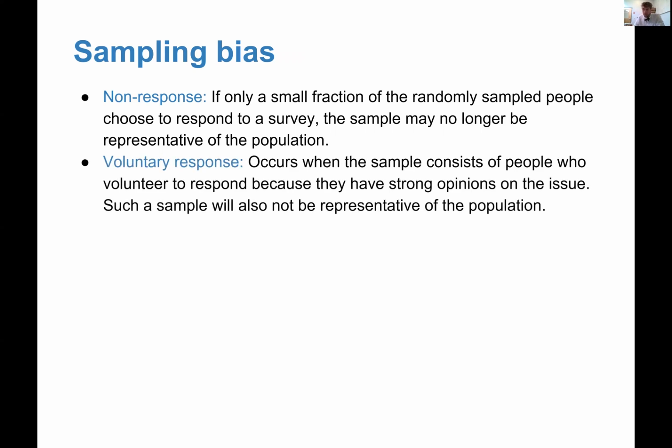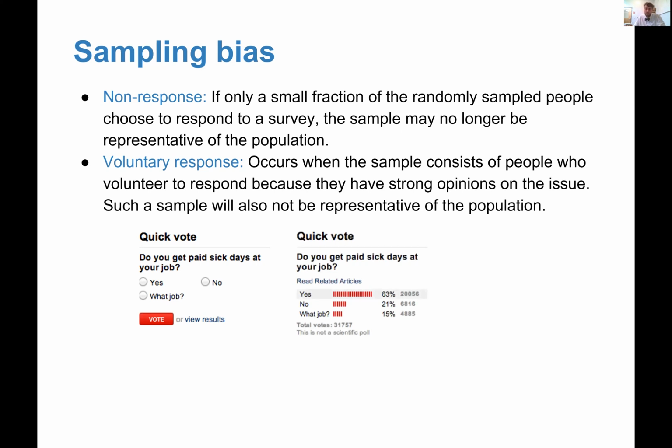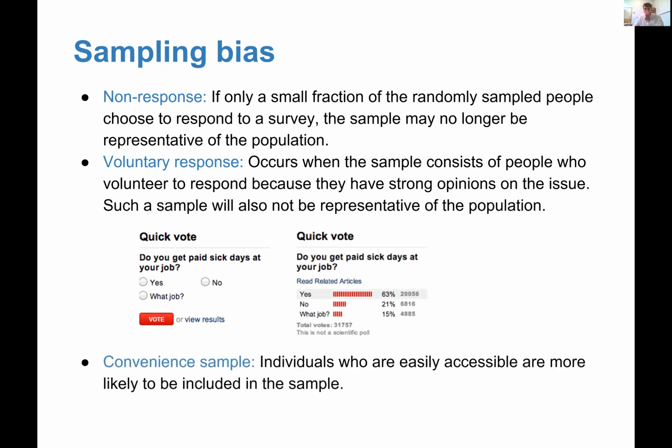Volunteer response. This is where oftentimes there's an online sample, an online survey, and not that many people do it, like only people who are volunteering to do it. Have you seen a picture like this? Quick vote. This sort of thing. Okay, a convenient sample would be individuals who are easily accessible to be included in the sample. For instance, if you send out a survey to all your friends, that's a convenient sample. You're not being random. To be representative of the population, you need to find a way to do it randomly, not just with the people you know.